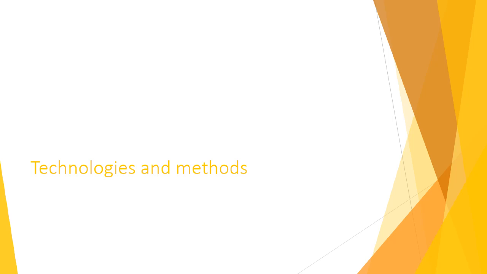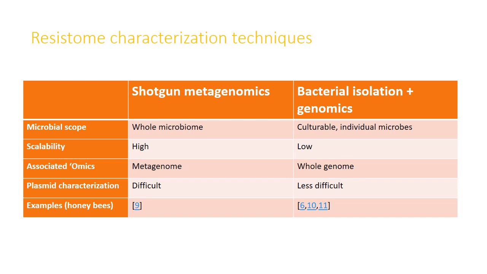Technologies and methods. In most of the literature regarding the honeybee resistome, microbial members have been isolated and cultured for sequencing. What we have done is used whole metagenome shotgun sequencing for resistome characterization. I'd like to draw some comparisons between these methods. Bacterial isolation and whole genome sequencing can be useful for producing strain and plasmid level sequence definition, both of which can be important when it comes to the detection of ARGs.